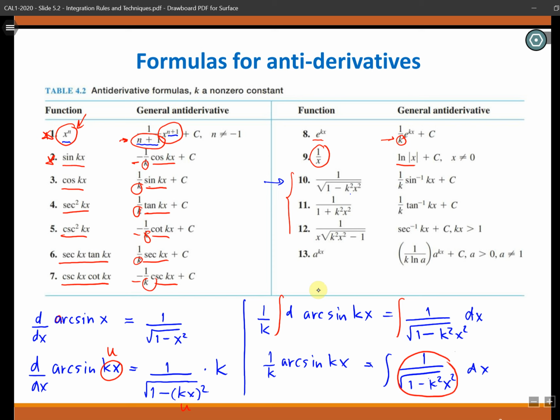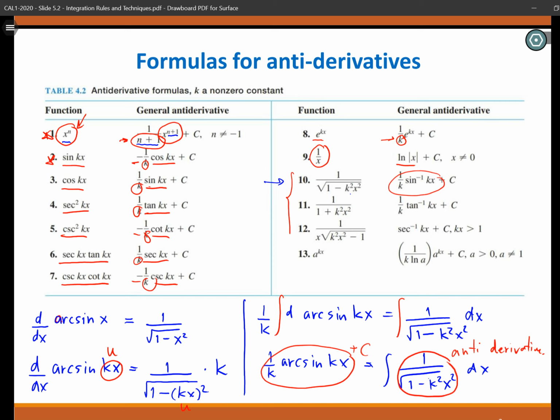Right, this antiderivative, just the same as what we see in number 10, right? Antiderivative of 1 over k arcsin kx. Well, here you can put plus c because you perform the indefinite integration. You are supposed to get the constant out of that, and the antiderivative of that is the term inside this integration, right? Same as what we see in the table.